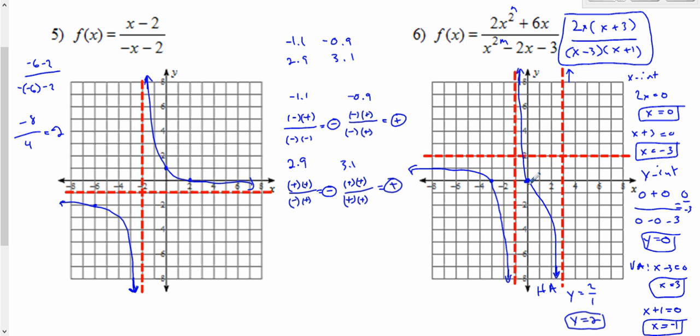Okay? Now, over to the right, I'm going to plug in a value, any one of these values, but like I said, I want to get a little bit far away from my asymptote. Now, I'm actually going to test 8. And if I plug in 8, I will get 2 times 8 squared plus 6 times 8 over 8 squared minus 2 times 8 minus 3.